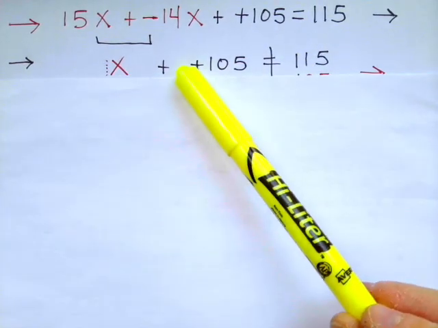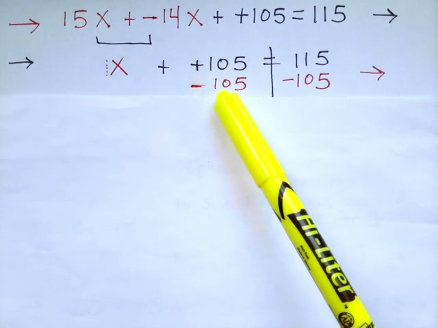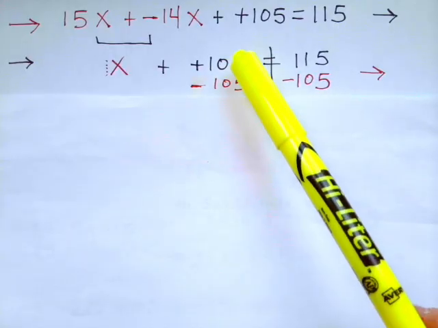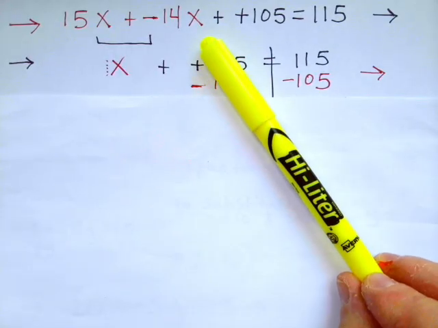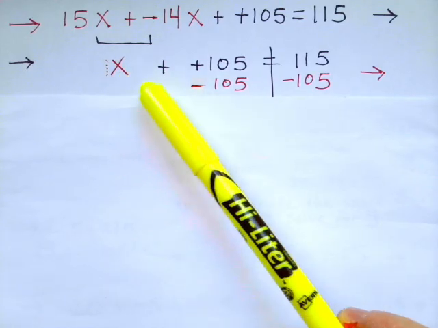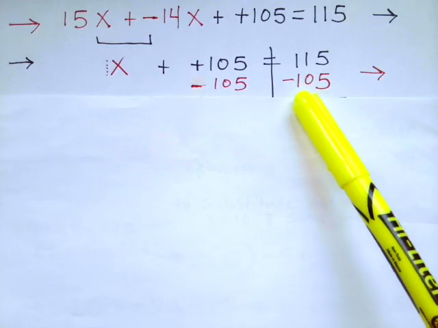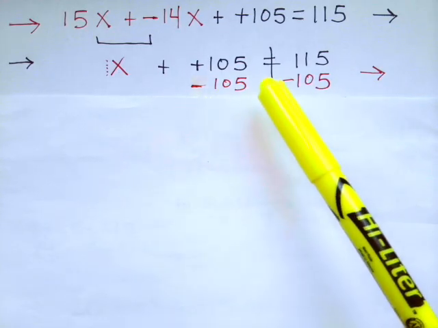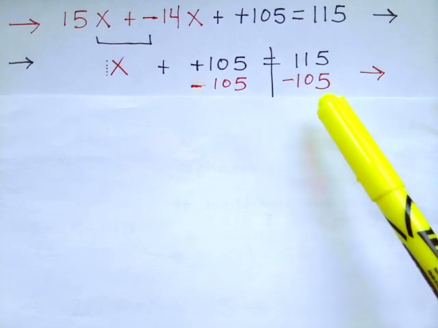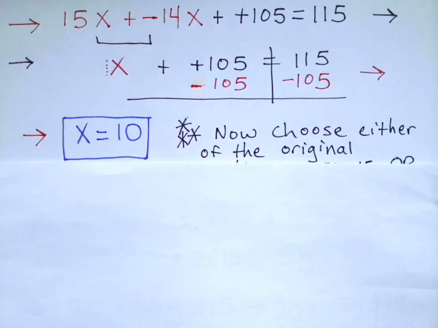I want to get x by itself, so I've got to turn that 105 into 0. So I subtract 105 from both sides of the equal sign. 105 minus 105 is 0. I'm left with that invisible 1x, all by itself, equals 115 minus 105. What you do to one side, you have to do to the other side of the equal sign. 115 minus 105 leaves me with x equals 10.